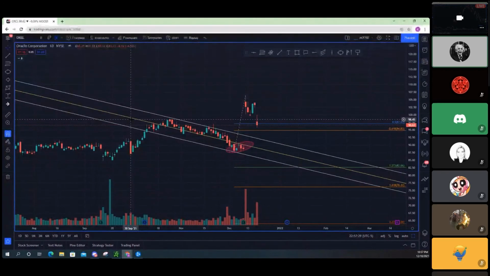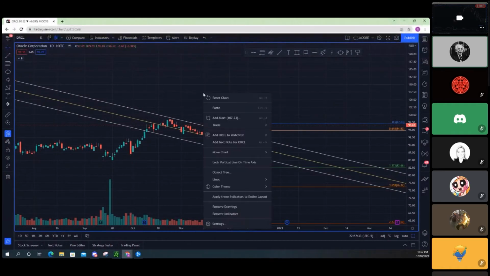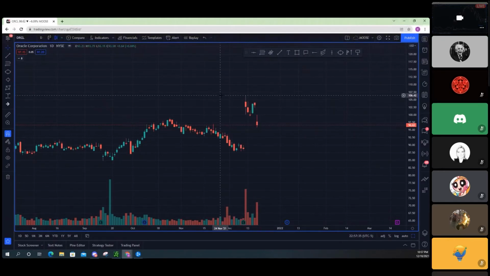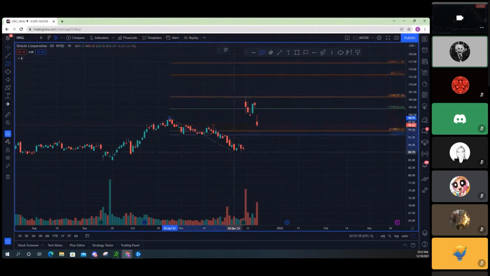Okay? Does that make sense to everybody? I'm looking to see where's the next support for Oracle using fibs. And here's the targets based on this swing here. I was able to predict that it was going to hit 102 and 105 and basically miss this by 60 cents.